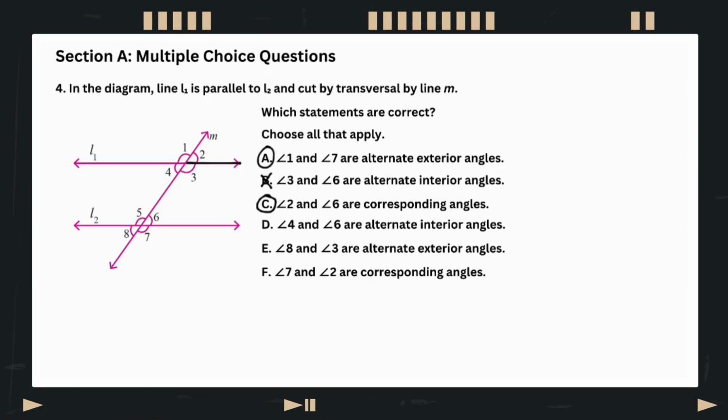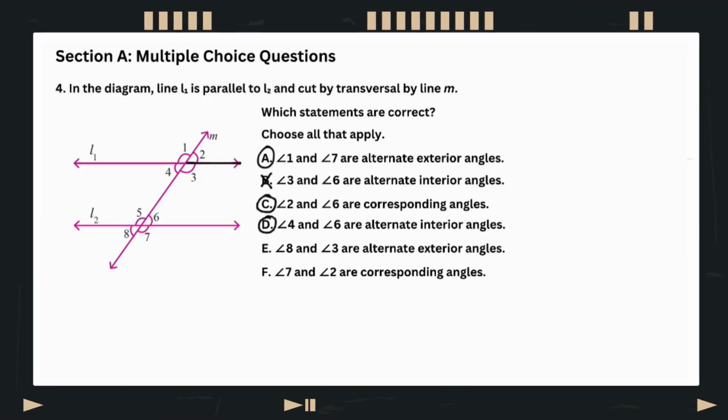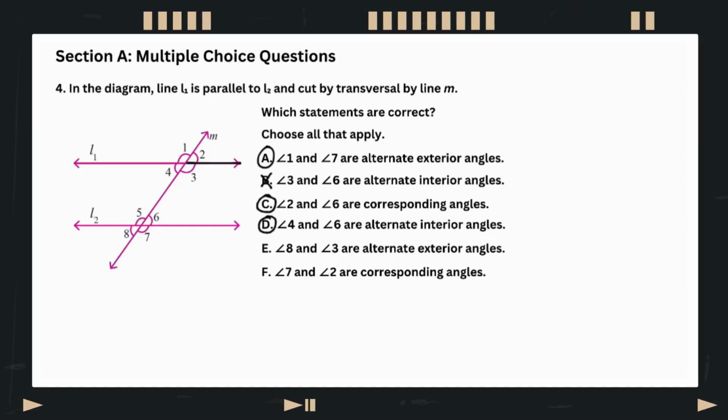So C is correct. Letter D, angle 4 and angle 6 are alternate interior angles. This is true, or this is correct. And for letter E, angle 8 and angle 3 are alternate exterior angles. They are not actually. Angle 8 and angle 3, they don't have a relationship.